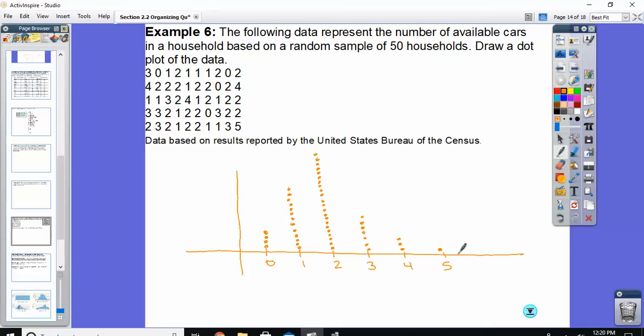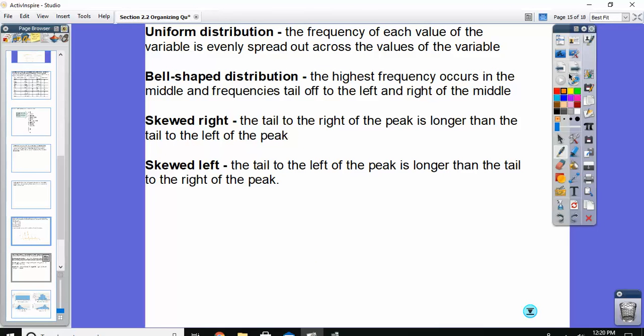Okay, the last thing we want to talk about, I only have a couple minutes, but I think I can do it. I want to talk about shape of the distribution. I have it written out in words, but you don't necessarily have to write down all these words. A picture might do better. Uniform, if you want to write down something, I would just say frequency is evenly spread. And that's all I would write.